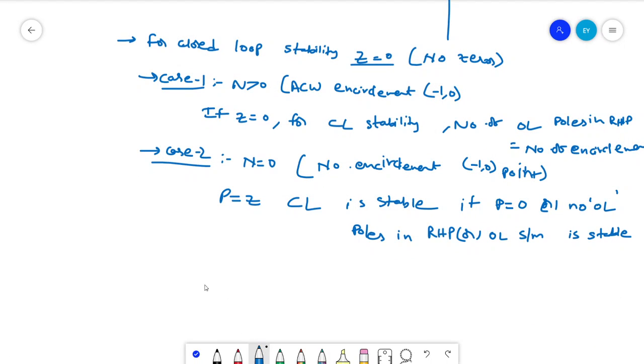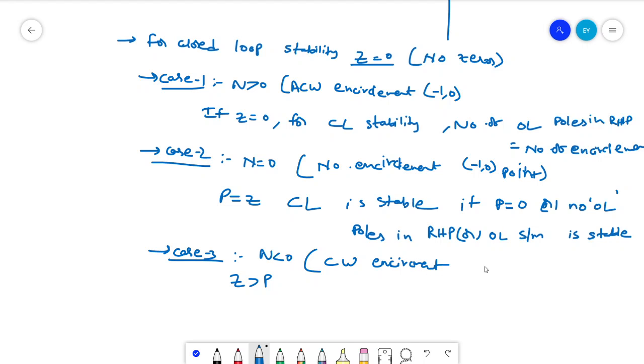And in case 3, n is less than 0. Here if n is less than 0, that means the number of zeros will be greater than poles. That means clockwise direction, right? So the Nyquist plot will be in the clockwise direction, a clockwise encirclement of the minus 1 comma 0 point. Okay, in this case the closed loop system is guaranteed unstable.